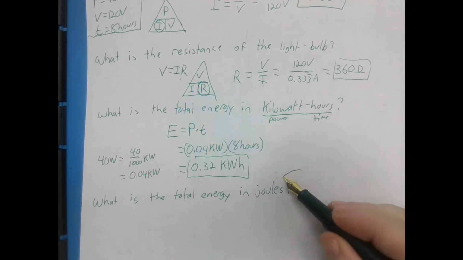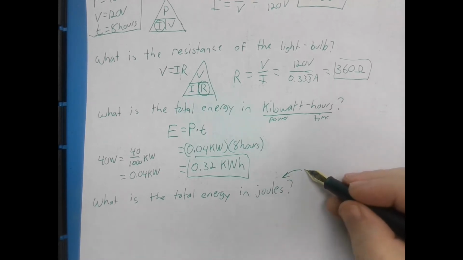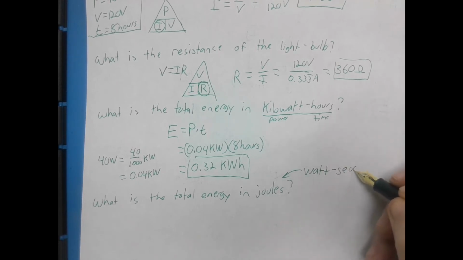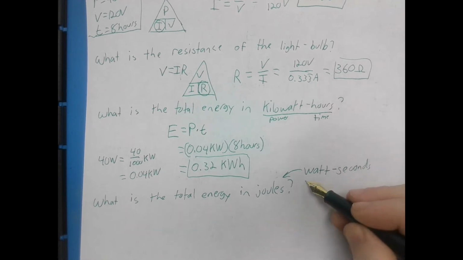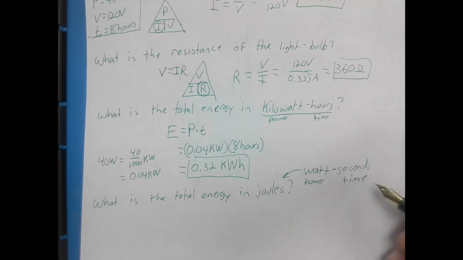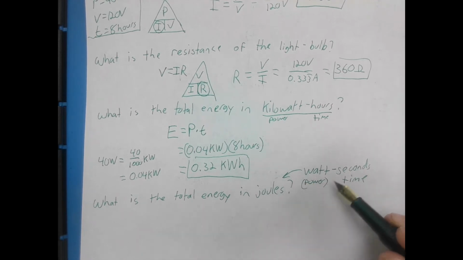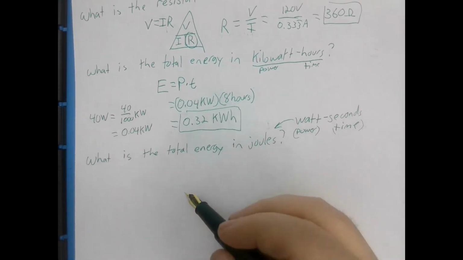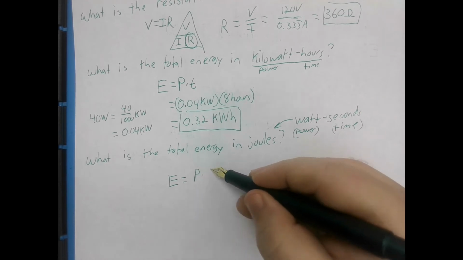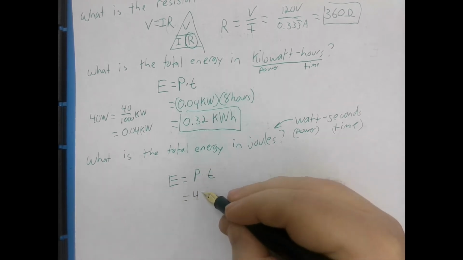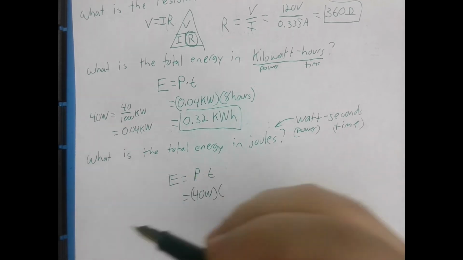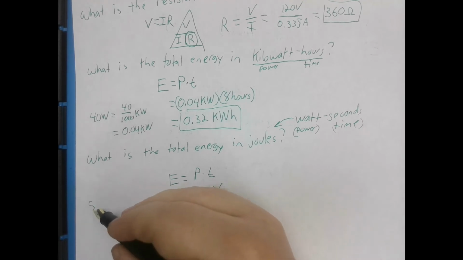You just need to know that joules is the same thing as watt seconds. So we need our power in watts and our time in seconds. Our equation for energy is equal to power times time, where power is 40 watts, or time, so 8 hours.